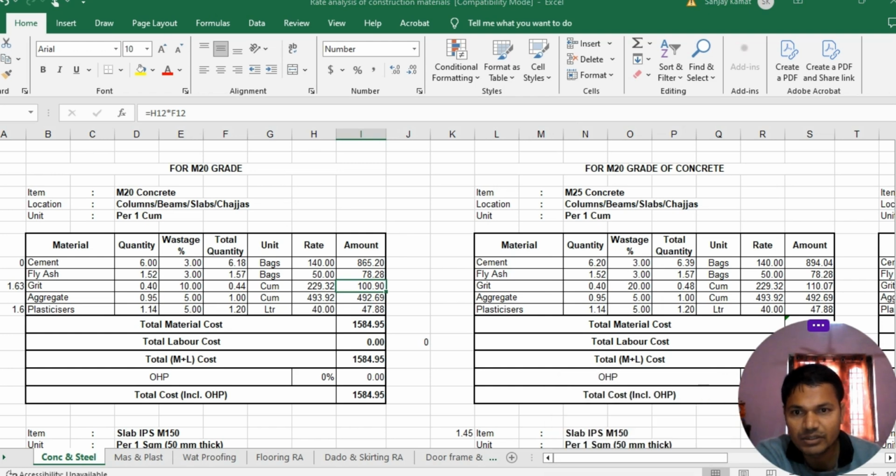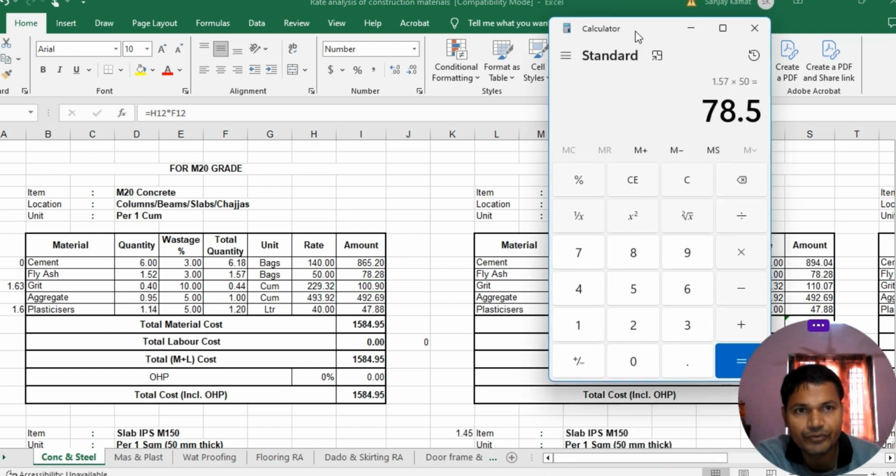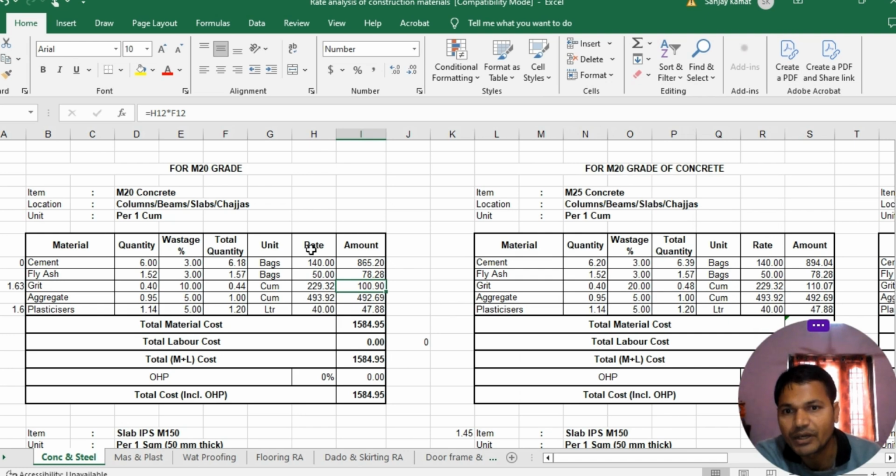Okay, so let's see in the calculator how much it is coming. Now you can do, let's say, 0.44 into 229.3. Okay, so how much is it coming? 100.90 it is coming. So in this way you have to do. You can use the calculator, or the calculator app on the display.